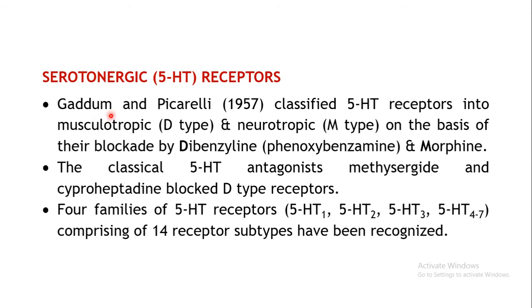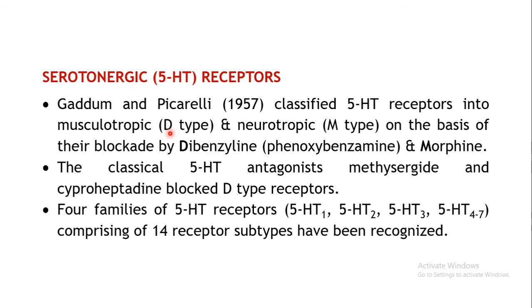These receptors were classified basically into two types by Gaddum and Picarelli in 1957. These two types are musculotropic and neurotropic receptors. The musculotropic receptors are also known as D type of receptors, and neurotropic receptors are also known as M type of receptors. Why are they named so? It is because of the blockers.